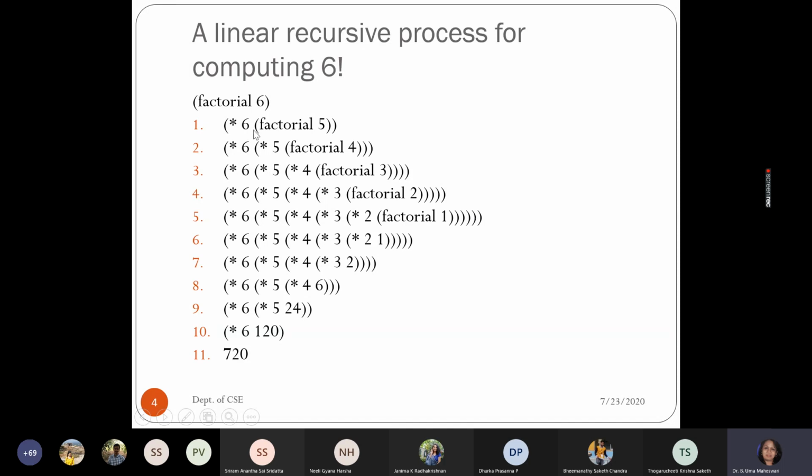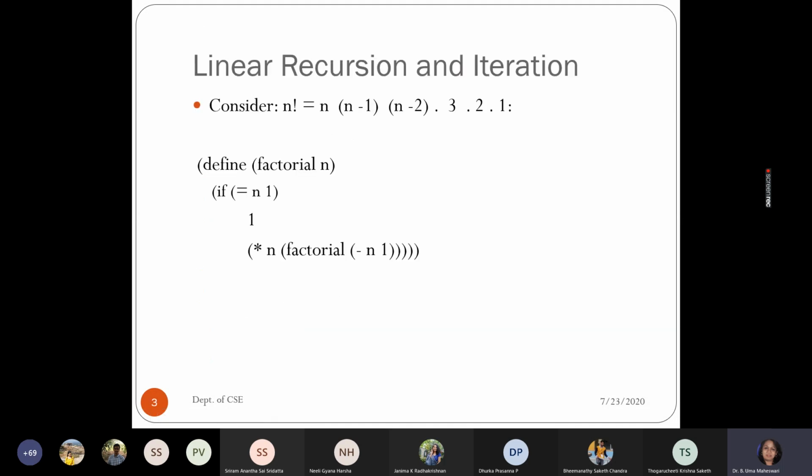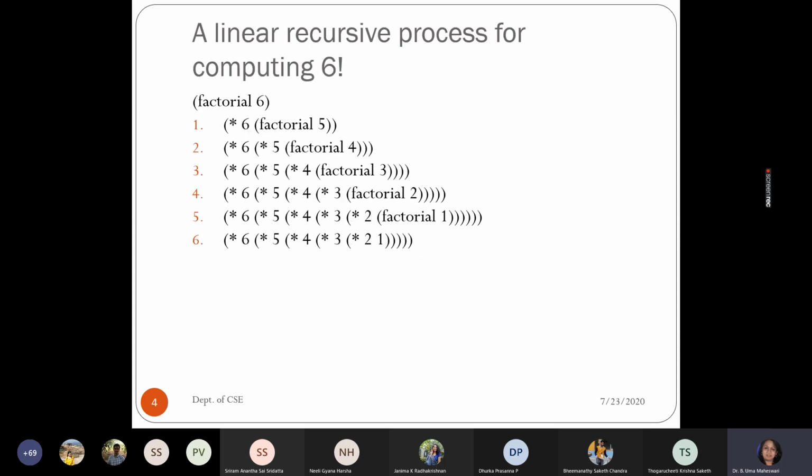So this is the shape of one particular process. If I write a program like this, what is the shape of the process? Expansion and then contraction. The expansion and the contraction depend on the number you pass as the argument to the function. So this is one shape.